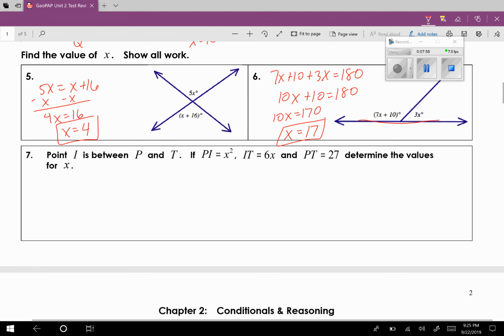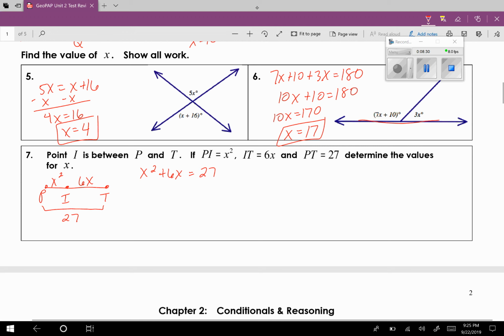Okay, it says point I is between P and T. So draw your picture. So there's P and then T, and point I is between them. It says PI is x squared, and it says IT is 6x, and it says PT is 27. We have to determine the values for x. So again, the piece plus the piece is equal to the whole thing. So x squared plus 6x is equal to 27.